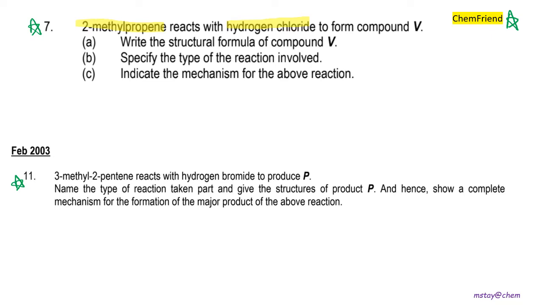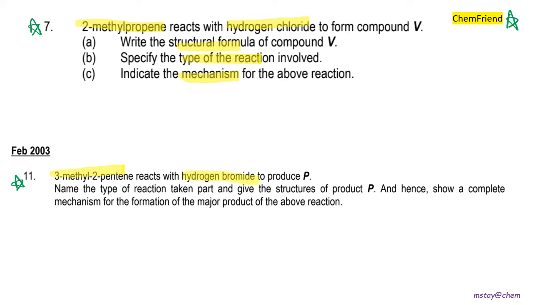Then you need to draw the structure, state the type of reaction, so definitely it is electrophilic addition, and then you have to show the mechanism. Let's see question 11. 3-methyl-2-pentene reacts with hydrogen bromide to produce P.